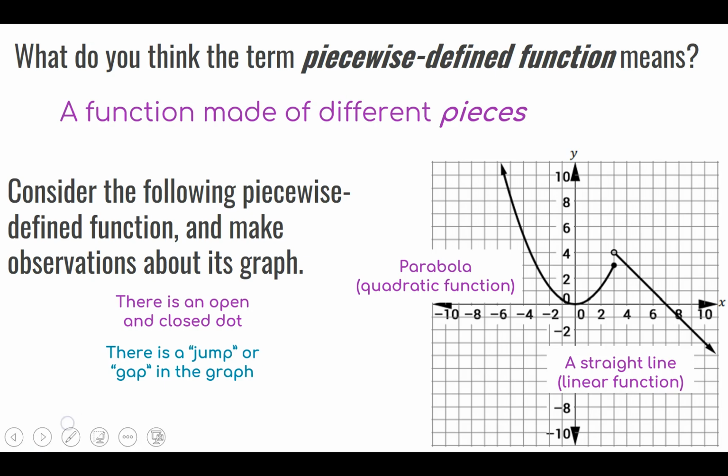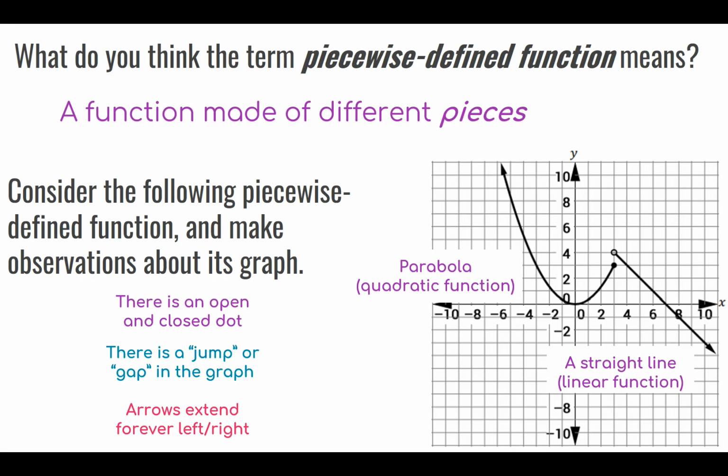There's arrows at the end of this one. Sometimes there's arrows, sometimes there's not arrows. So make sure you always pay attention to beginning and end because it'll switch up on you. So these are two pieces. One is a parabola, one is a line. Where did the parabola stop? Where x equals 3. Where did the line start? Where x equals 3.